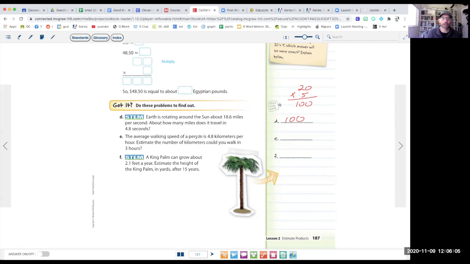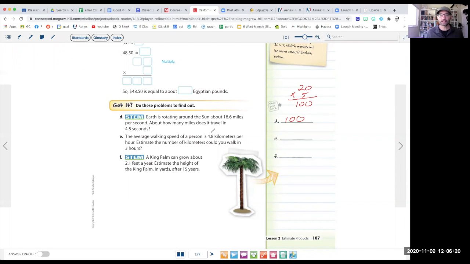The average walking speed of a person is 4.8. Hey, look, there's 4.8 in both problems. 4.8 kilometers per hour. Estimate the number of kilometers per hour you could walk in 3 hours. Okay, let's see if you can figure that out. Ready, go.